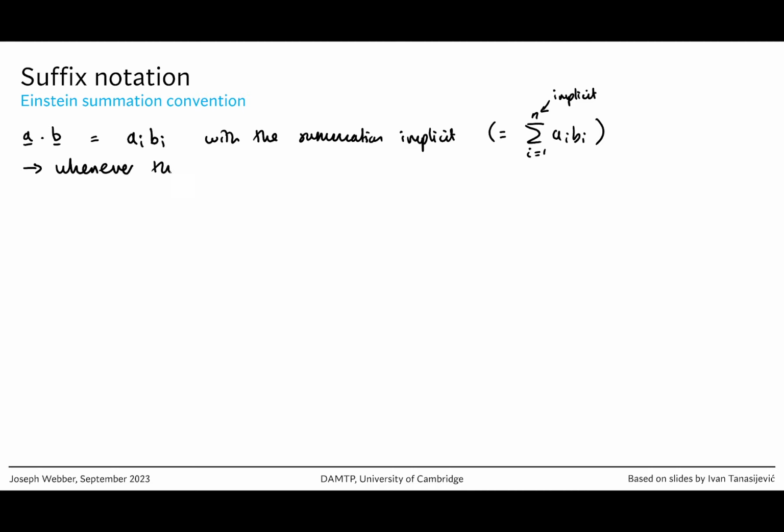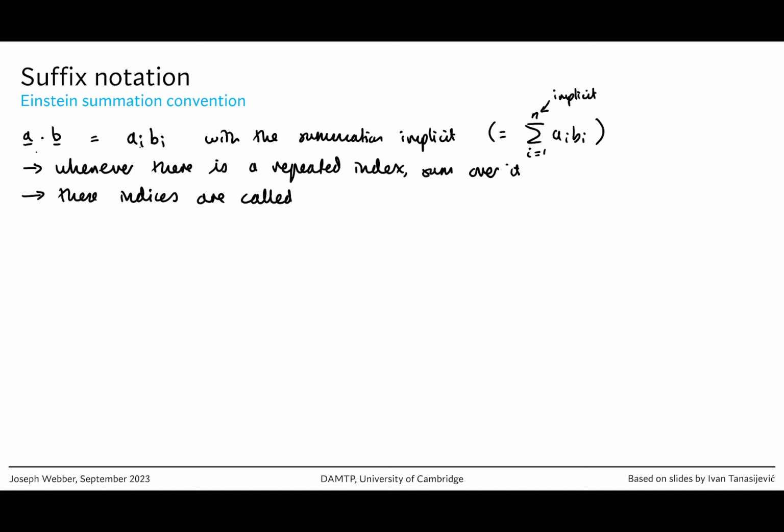Whenever there is a repeated index, these indices are called dummy indices because you could call them what you like. I mean, this could be Ak Bk, and that would be exactly the same thing because you're summing over all of the Ks. So these are called dummy indices. And a dummy index can only appear twice in the expression.